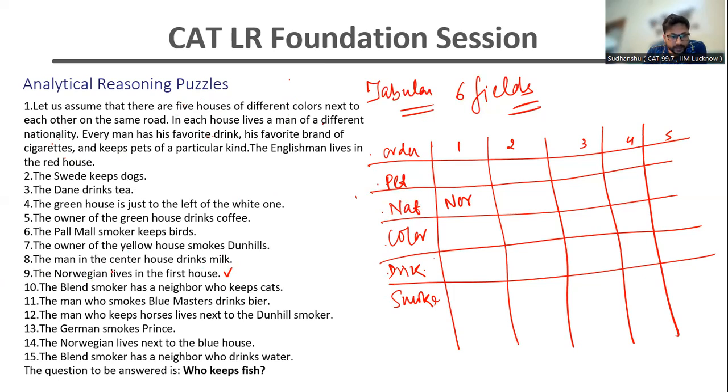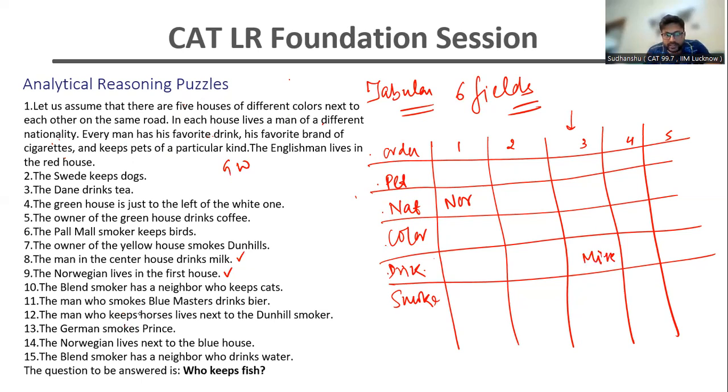What else? The owner of the yellow house. What is another free gift? Let us find out free gifts. The greenhouse is just to the left of the white one. So green is left of the white one. So that is something which we know. Now the man in the center house drinks milk. Center means the number 3 house will drink milk. Another free information. Lovely to have such free information. So that is also done.